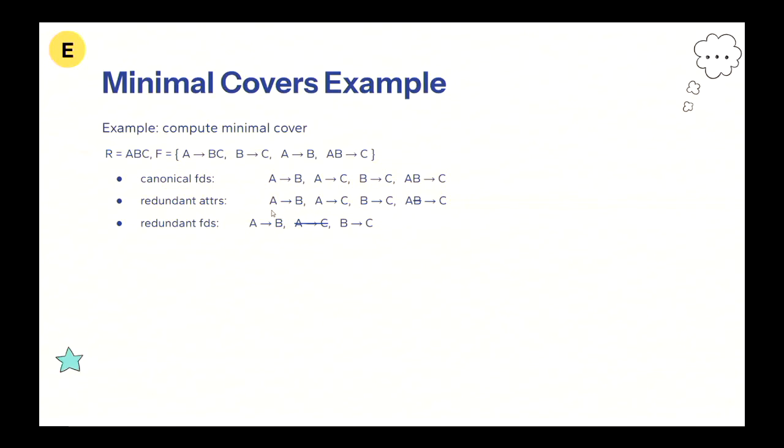And because of transitivity, we can also safely remove A determines C here, because if we remove it, the closure of this minimal cover is still the same as the closure of F. So we can reversely use the inference rules to remove redundant functional dependencies. If a functional dependency could be inferred by other functional dependencies, we can remove it. So the result here is A determines B and B determines C. That is the minimal cover that could represent the functional dependencies in this example.